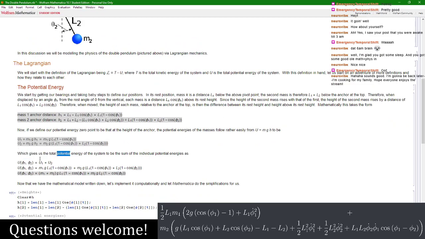So yeah. And then with those individual potential energies in hand, we can easily get the total potential energy of the system, which is just the sum of the individual potential energies. And so we just add them together, and we do a little bit of expression manipulation. We can collect our masses into a sum, and then the height that the first mass has risen.